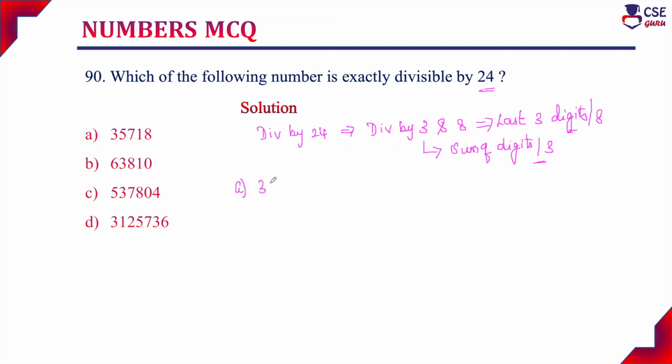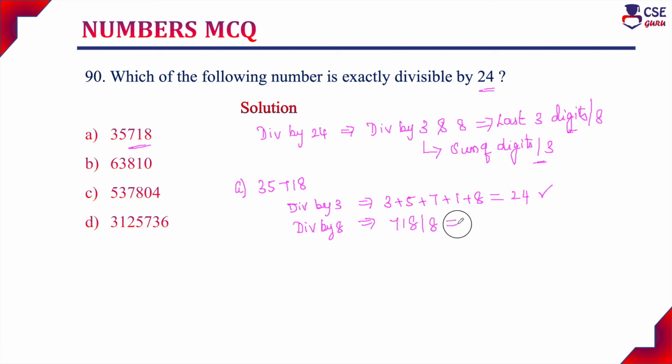Option A, 35718. So the divisibility rule for 3 is the sum of the digits should be divisible by 3. So its sum is 24. Yes, it is divisible by 3. And the divisibility rule for 8 is the last 3 digits, that is 718, should be divisible by 8. And this is not divisible by 8. Now we will check option B.